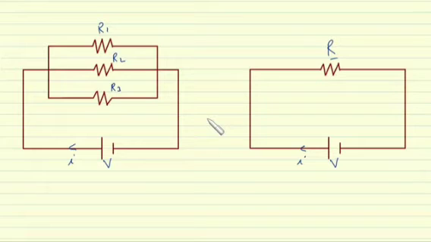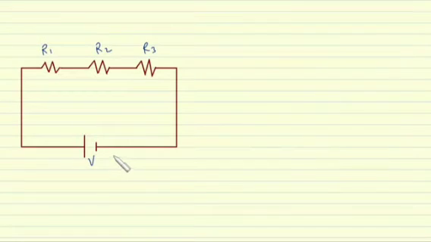I'm assuming that you have understood all the theory. Now let's start with some very basic questions. Suppose we have a question. Here we have a battery of V volt. It may be any voltage, it doesn't matter at all.